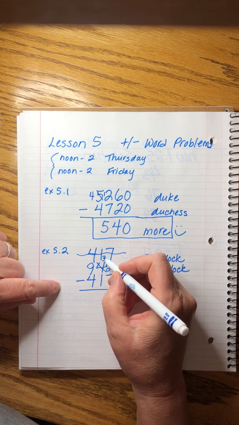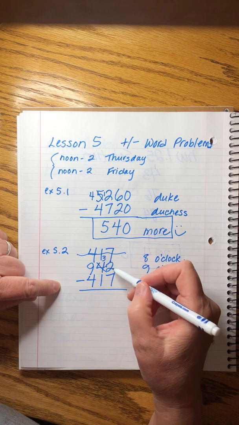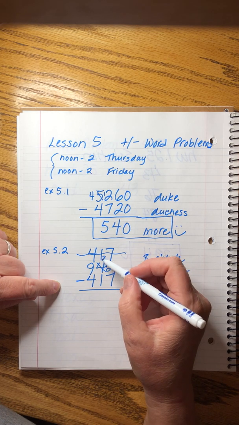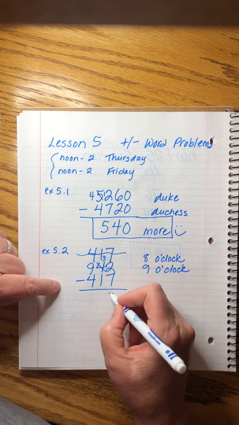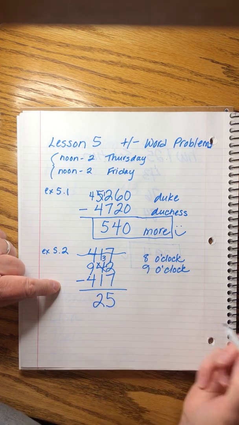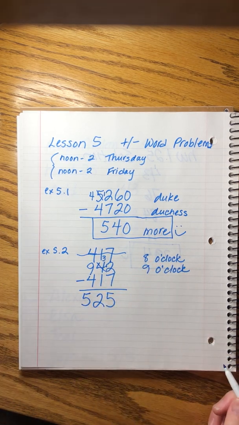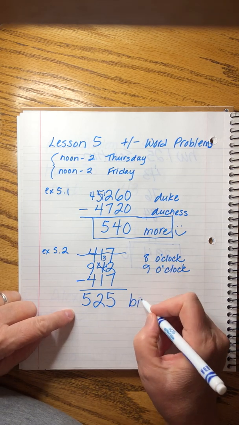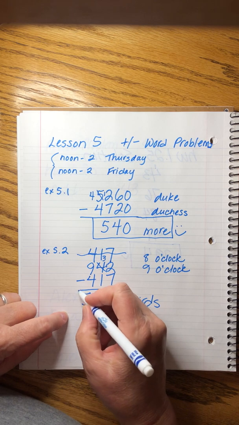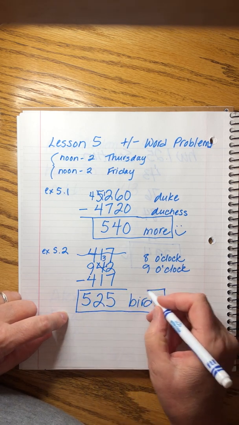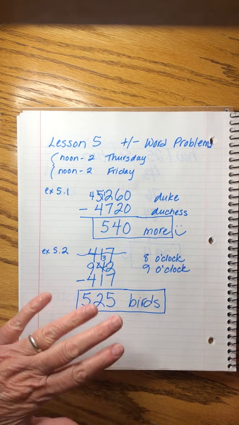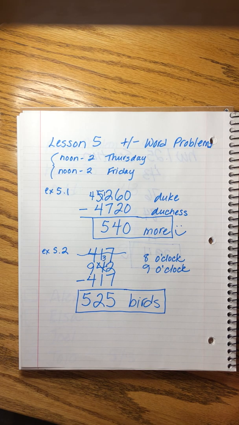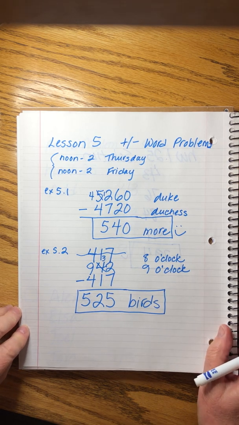So I borrow 1, what's essentially a 10. I put it over here to make this 2, 12. My 4 has turned into a 3. 3 minus 1 is 2. Okay, so what does that number represent? That number represents how many birds arrived between 8 and 9 o'clock. So my answer is going to be 525 birds. I don't have to write out the whole big sentence. That would be crazy. But I do want to put at least one word by my answer for every word problem. Okay?